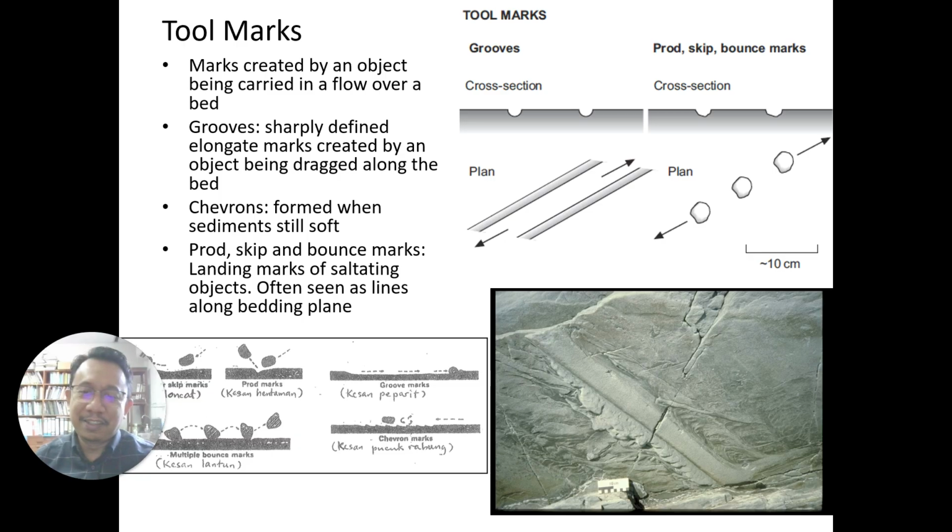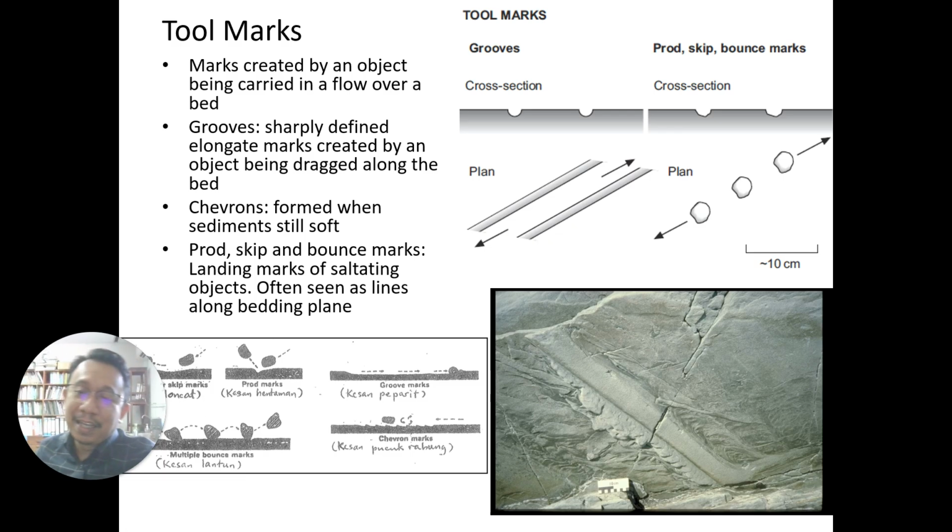You have this nice straight line to it, and later on, that bed is usually a mud. Later on, more sand is going to be overlying it, right? And then it lithifies, and the mud is eroded. You're left with a cast again. So this is what is called a groove cast. Okay, sharply defined, elongate marks created by an object being dragged along the bed.